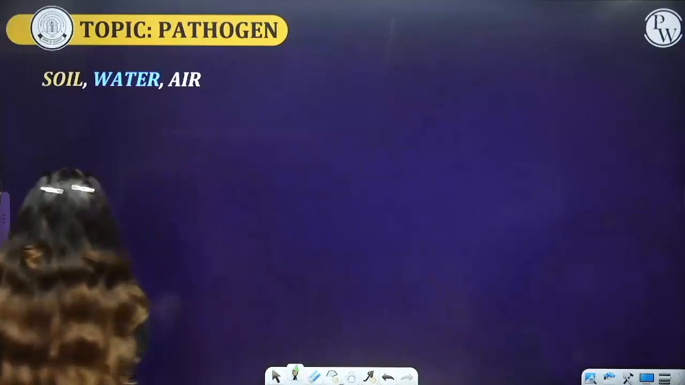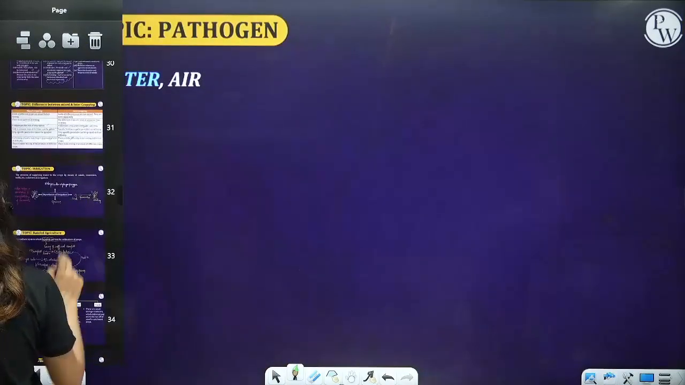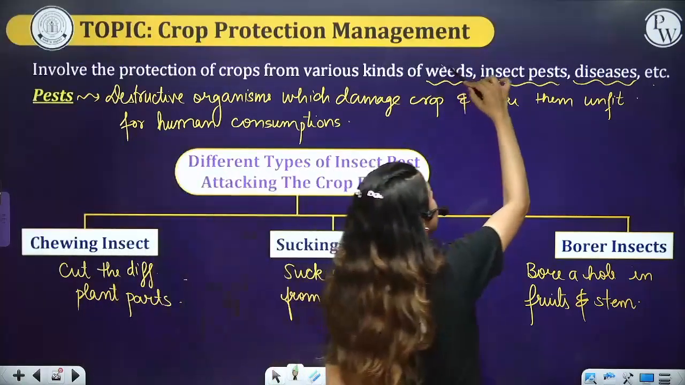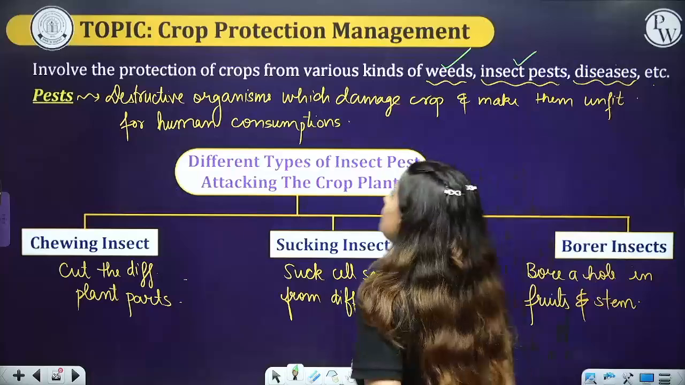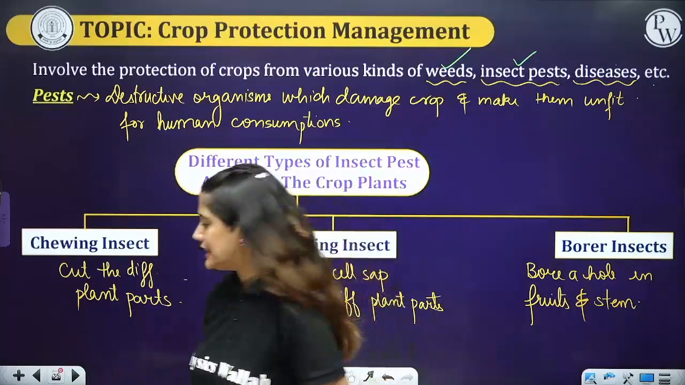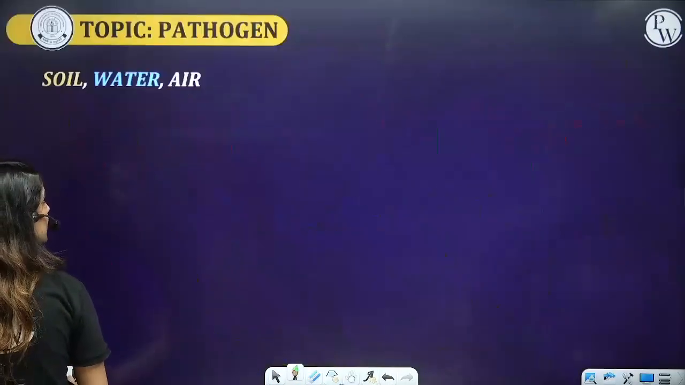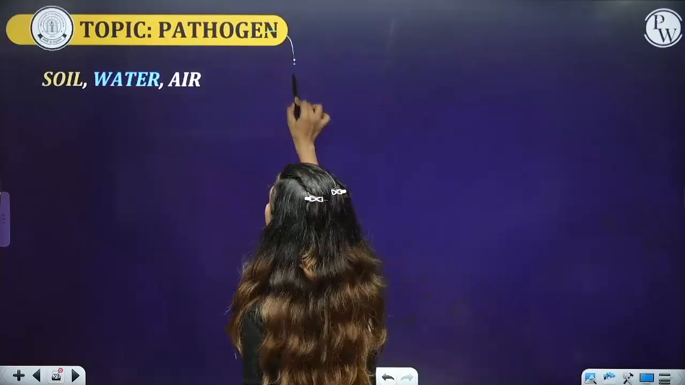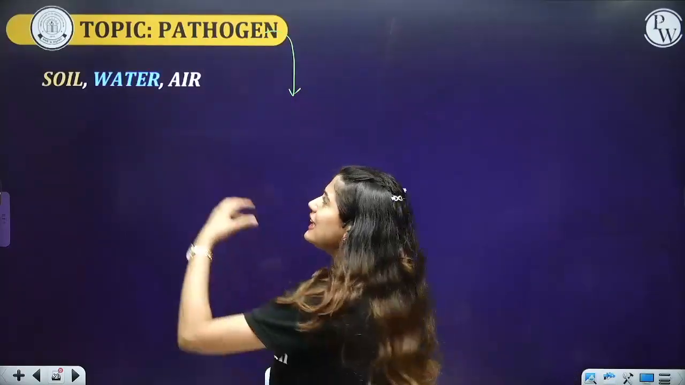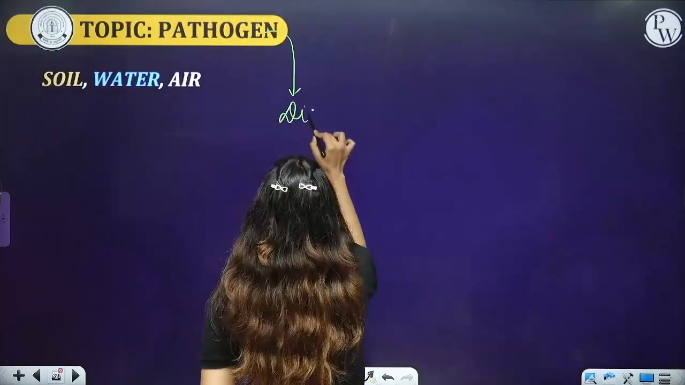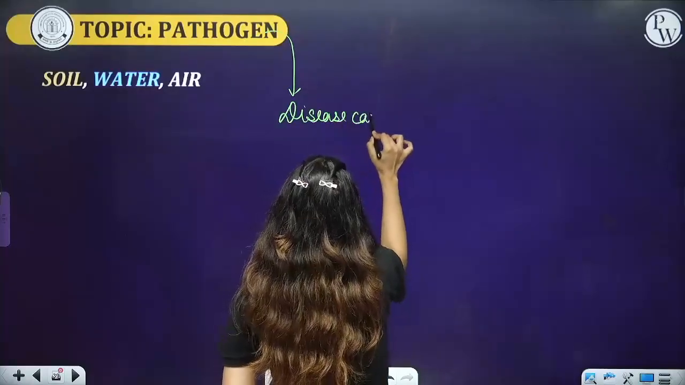And lastly, we have these diseases. Do you remember the 3 points which we discussed here? Weeds done, insect pests done. Now we are moving towards the diseases. So you know pathogens are the organisms which cause diseases, right? Disease causing organisms are called pathogens, and these organisms can be a bacteria, a virus, or a fungus, and they can spread from the soil, water or air, right? So I can say disease causing microorganisms are called pathogens.